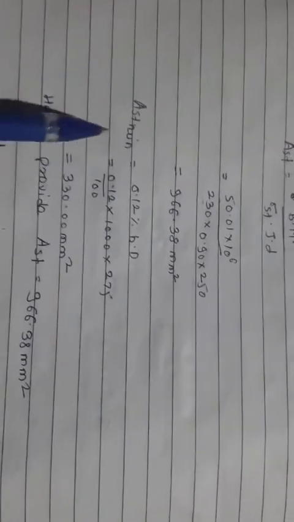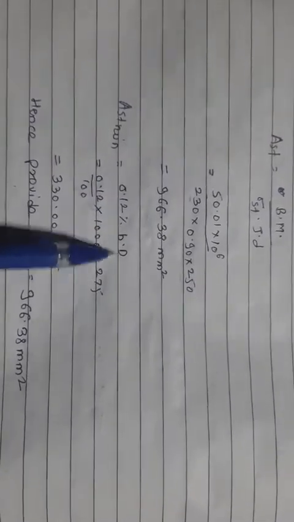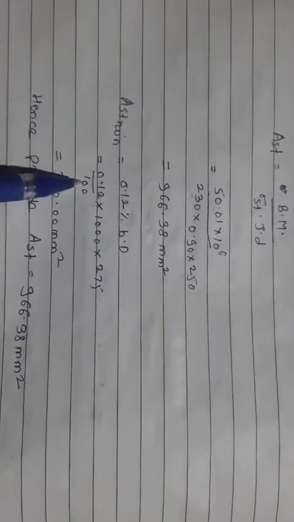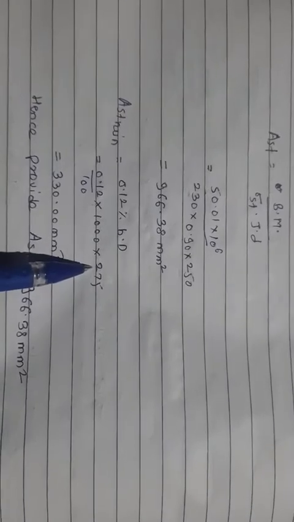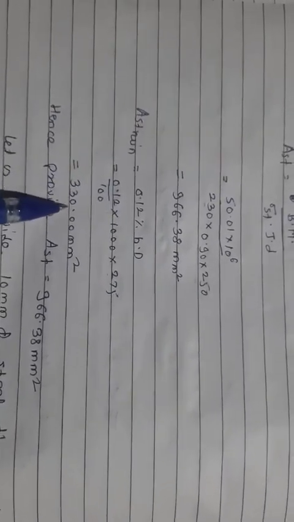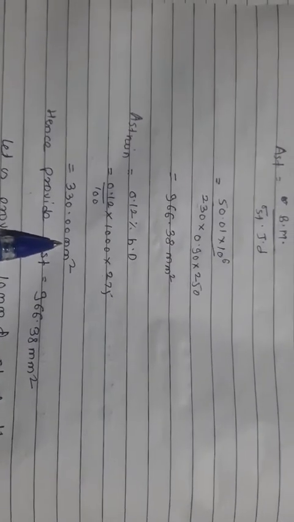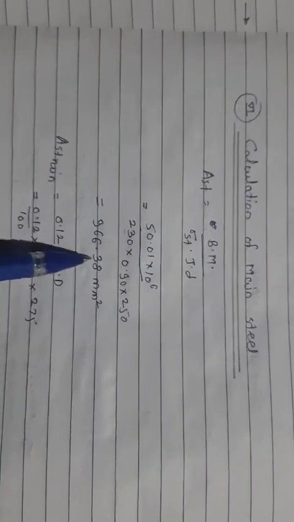Now what is the minimum steel required from the IS consideration? Minimum steel is 0.12% of the gross area, that is B into D. So 0.12 divided by 100 into B, which is 1000, and D, the overall depth, which is 270. After simplifying, the minimum steel required is 330 millimeter square, which is less than the AST provided, 966.38. So we provide AST as 966.38.